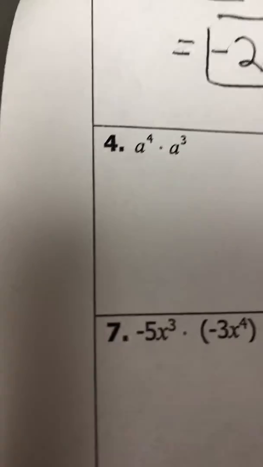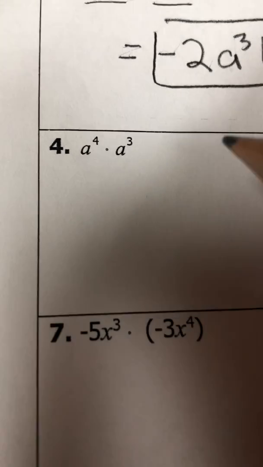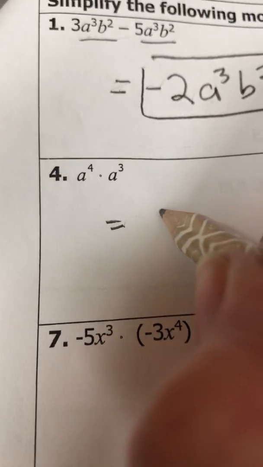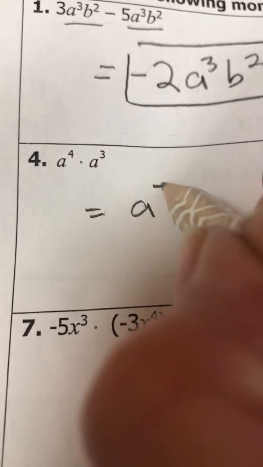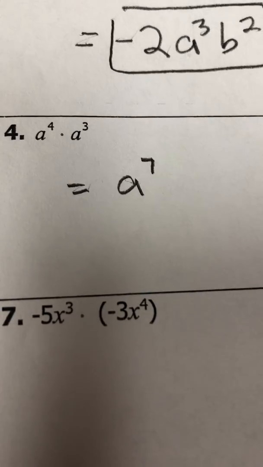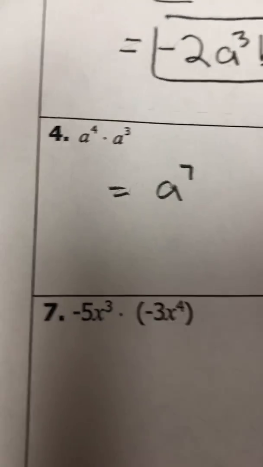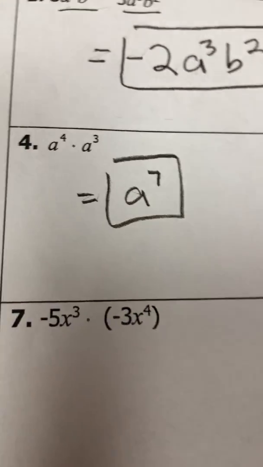Okay. Number 4. Oh, I like this. Okay, I get to simply add the exponents. So I have a to the 7th. Very good. So I have my product rule. So that's pretty cut and dry.